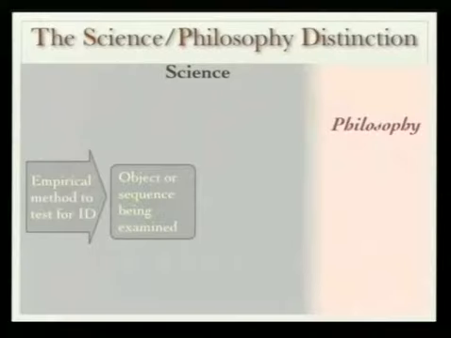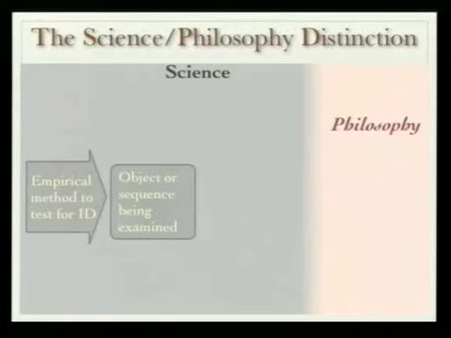Another essential thing to understand is the distinction between science and philosophy, and I'm finding today that the majority of scientists who are opposed to intelligent design have utterly failed to make this distinction. The job of science is to come up with a scientific method to test for intelligent design. That is the job of science. That method then needs to be applied to the object or the sequence under investigation.